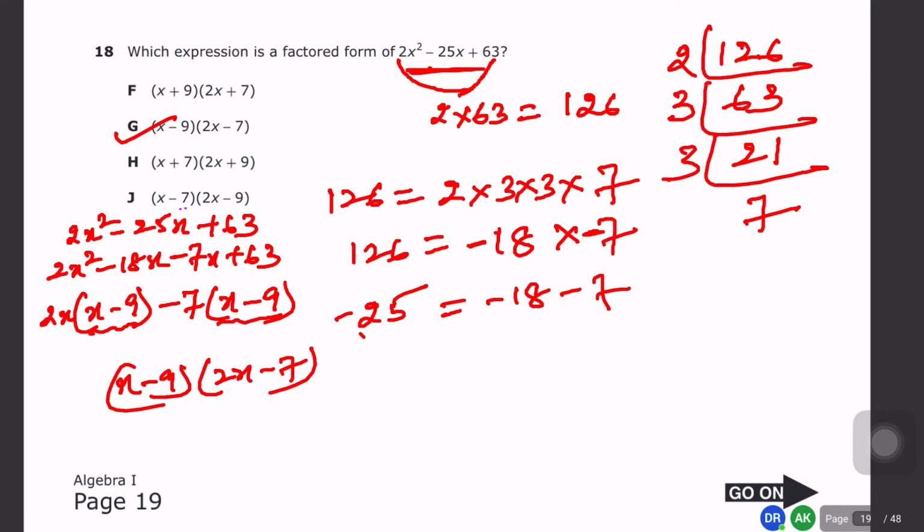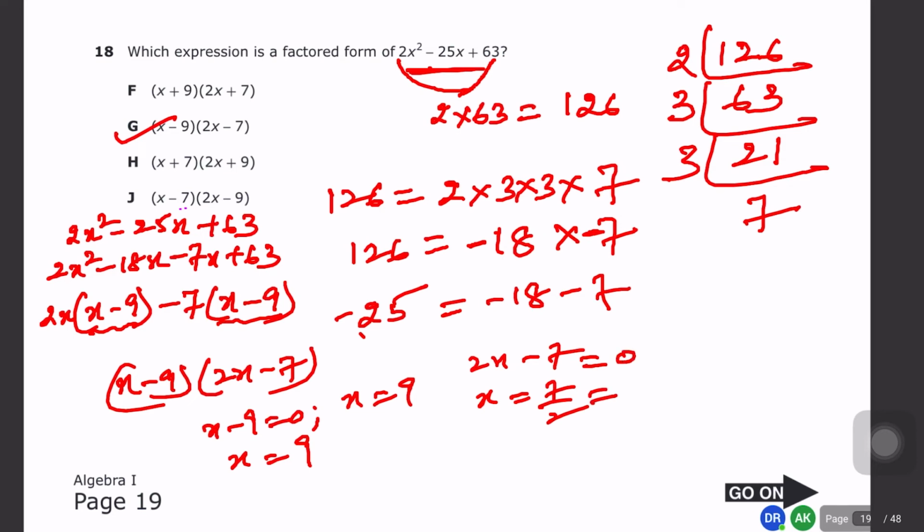You can check it. It is a parabola. When you equate it to 0, you get x is equal to 9, because plus 9 minus 9 gives 0. And for 2x minus 7, x is equal to 7 by 2, which is 3.5. So now we are getting these two values. It will be on the graph also. You can do it using the graph. This will be the solution for you. Putting these points, you can do it on the graph.